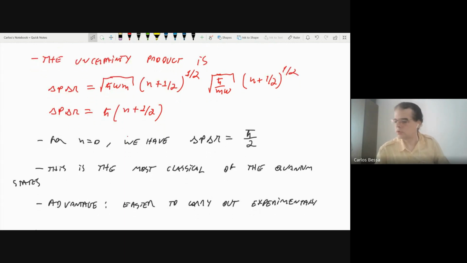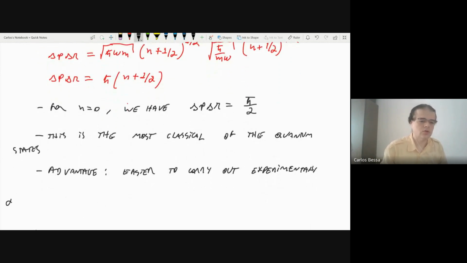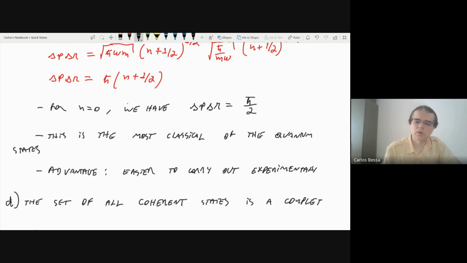So okay, another property is to see if the coherent states are in fact a complete set of states. So we know that the position and momentum states, as well as the Fock states, are. So let's see this very quickly for the coherent states. So the set of all coherent states is a complete set.